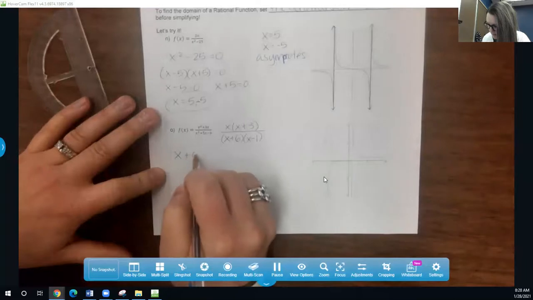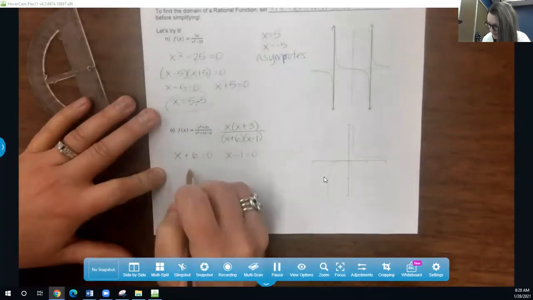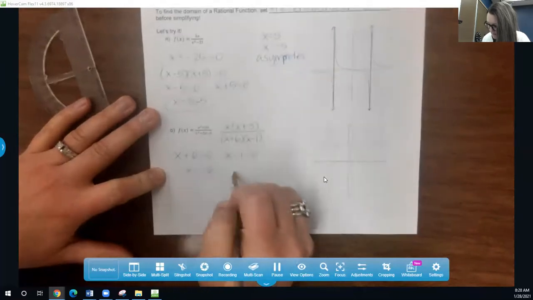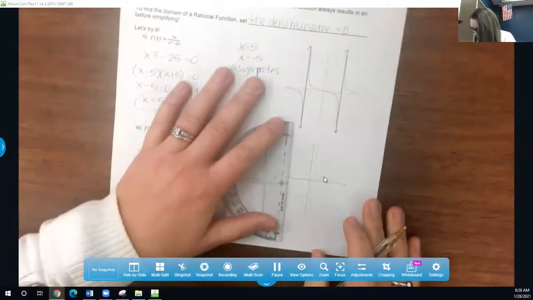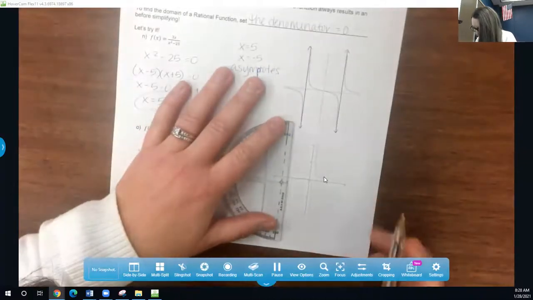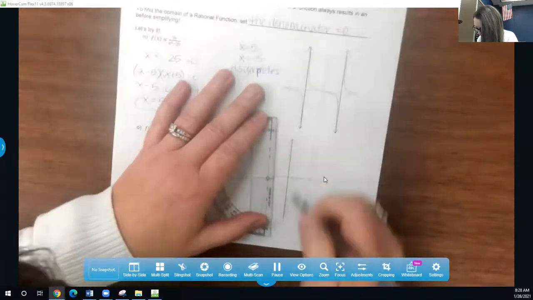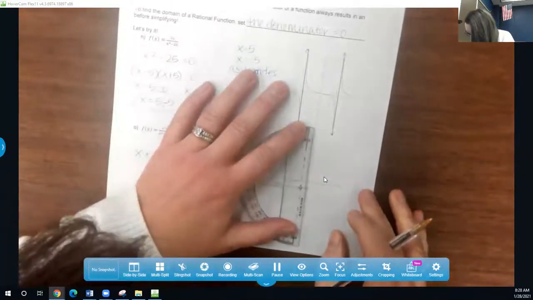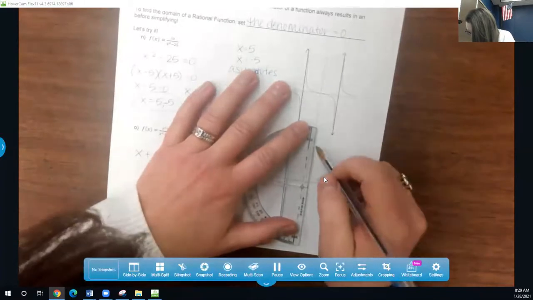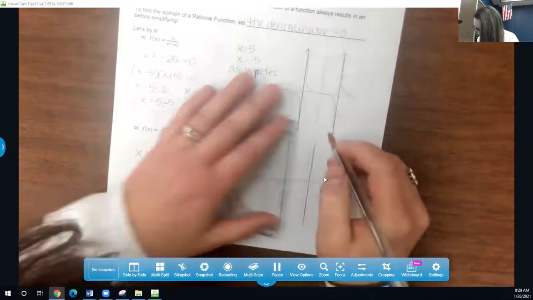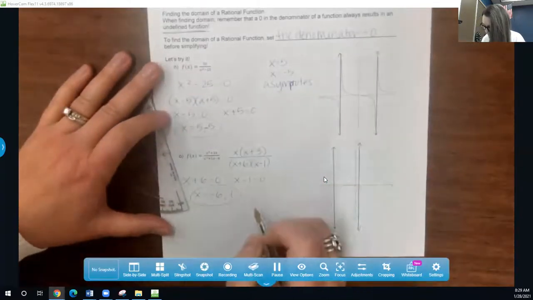So x plus 6 equals 0, x minus 1 equals 0, and x equals negative 6 and positive 1. So our asymptotes are at negative 6, and you can see here on our page that we have an asymptote here at negative 6, and we have an asymptote here at positive 1. There we go, which is our domain.